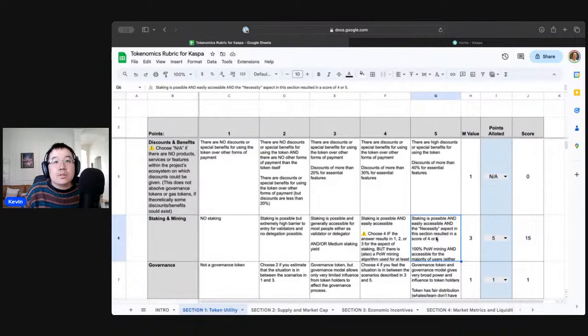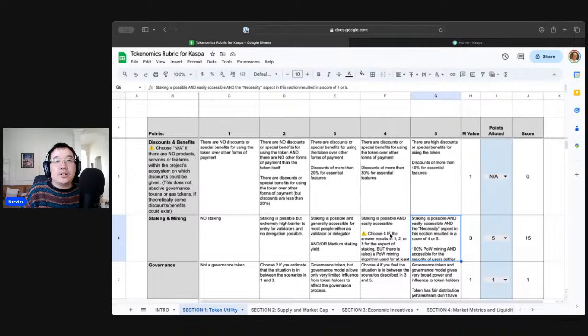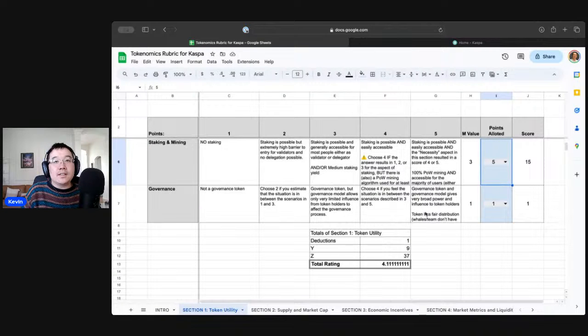And so this is a 5 because if you look at here, 100% proof of work mining and accessible to the majority of users, either directly or indirectly. You could argue it's 4, that it's less accessible given all the competition these days, but I wanted to give this one a 5. There's no exact science. Like some of these are your best judgment. Okay.